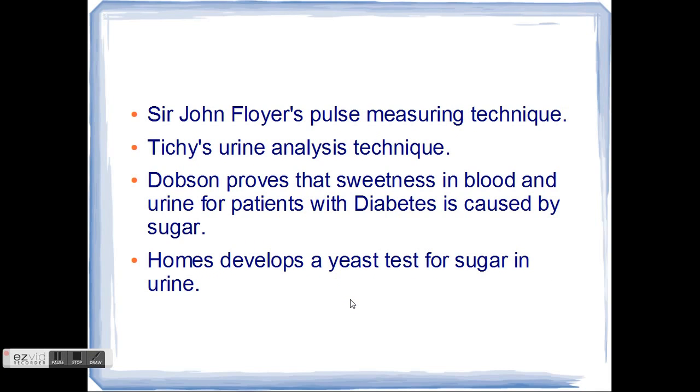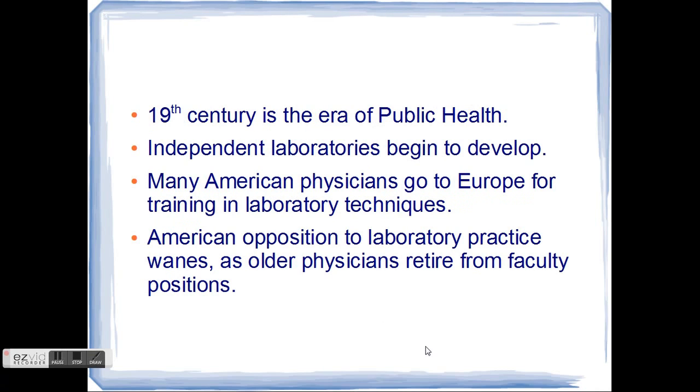Sir John Floyer's pulse measuring technique also comes about in the 18th century. Tichy's urine analysis technique. Dobson proves that sweetness in blood and urine for patients with diabetes is caused by sugar. Holmes develops a yeast test for sugar in the urine.